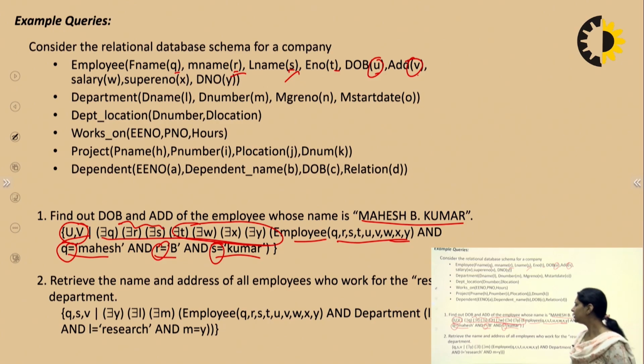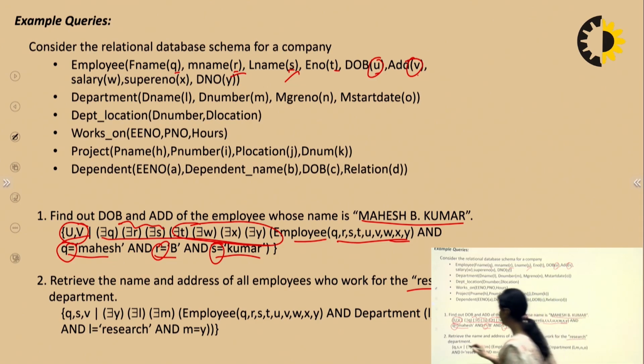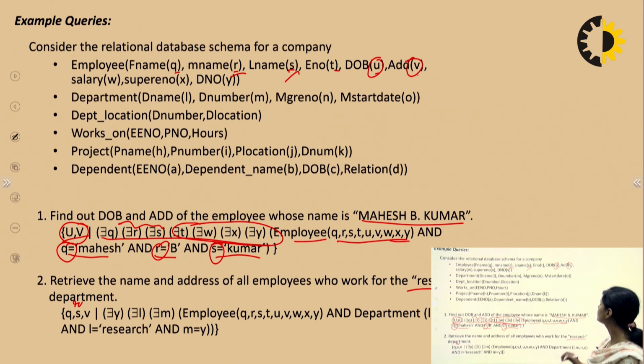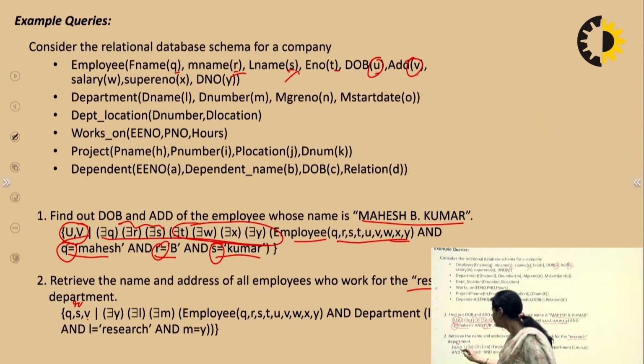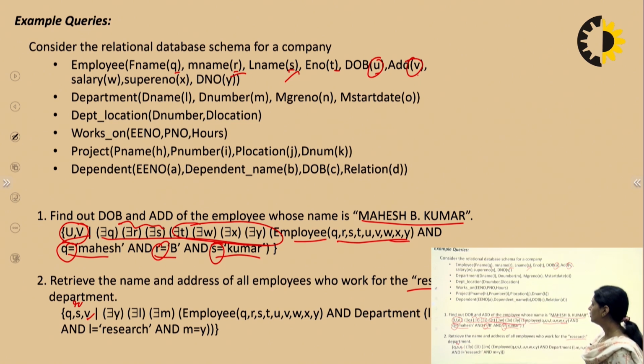We need to retrieve the name and address of all the employees who work for the research department. So we need the name and address. Again, the name is the first name, the middle name and the last name. So we have Q, R and S along with the address, that is V. So we have Q, R, S and V of all the employees who work for the research department.